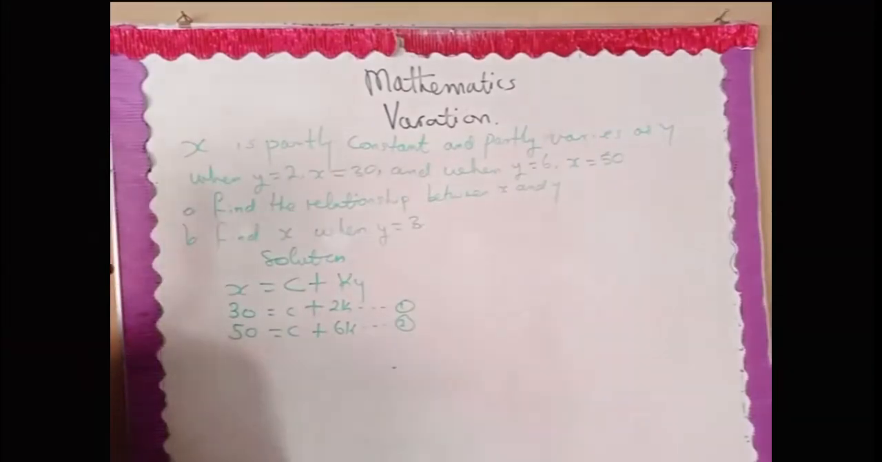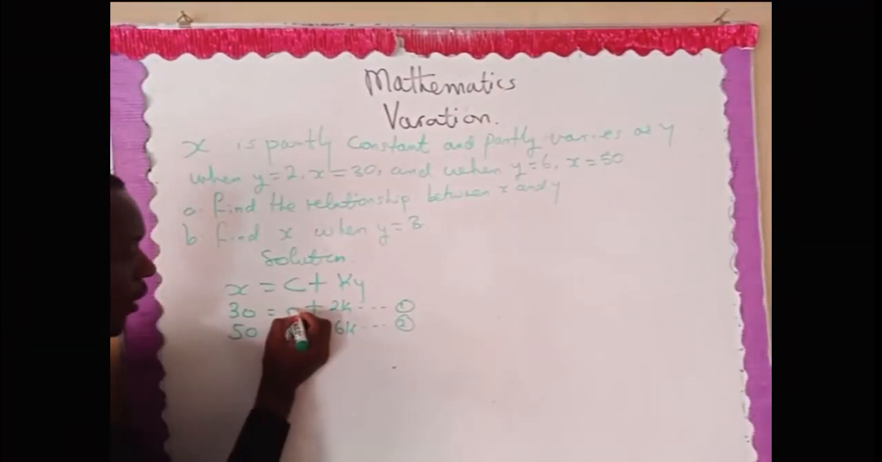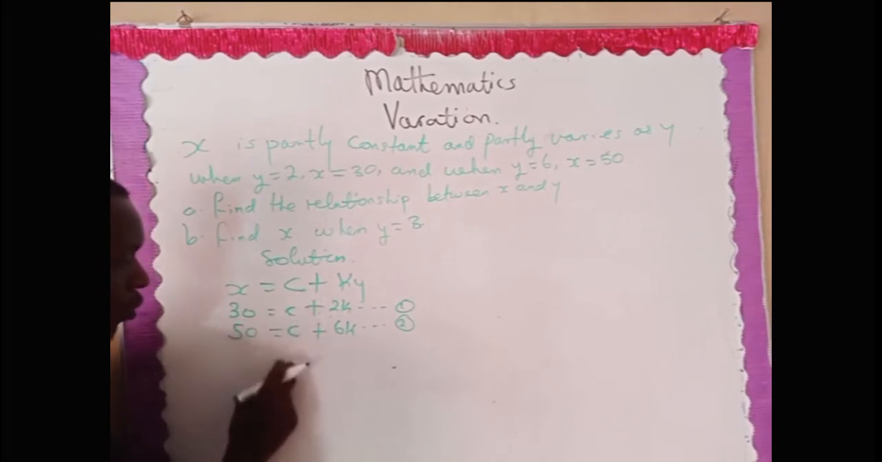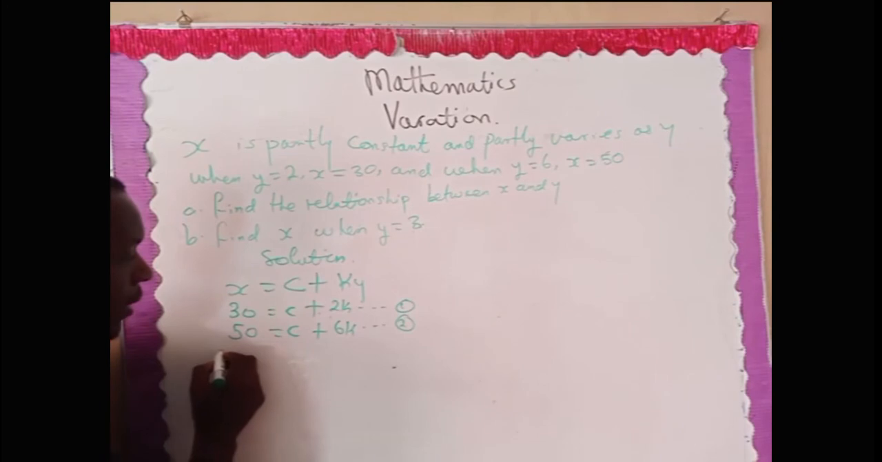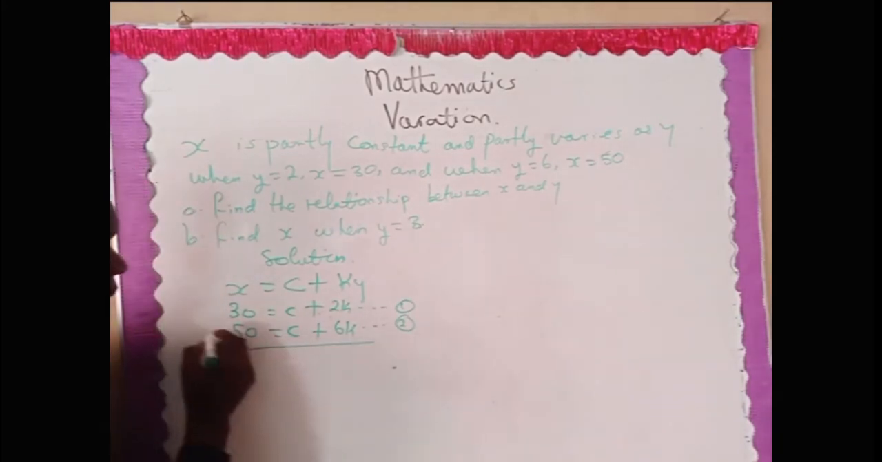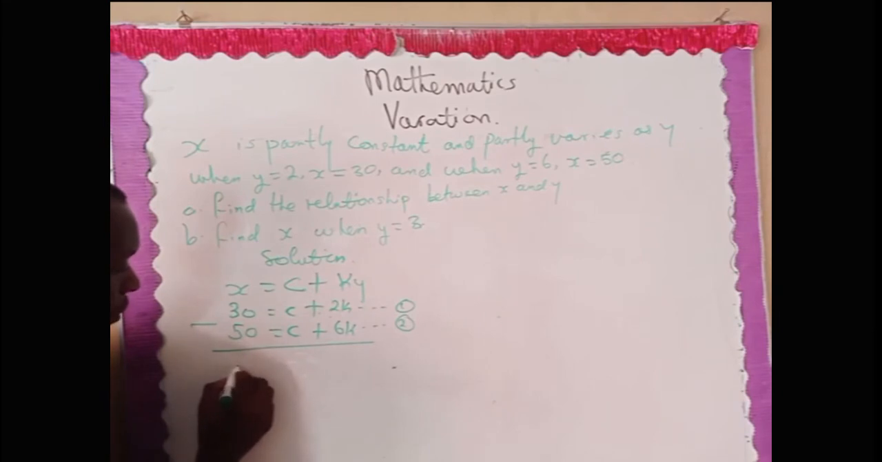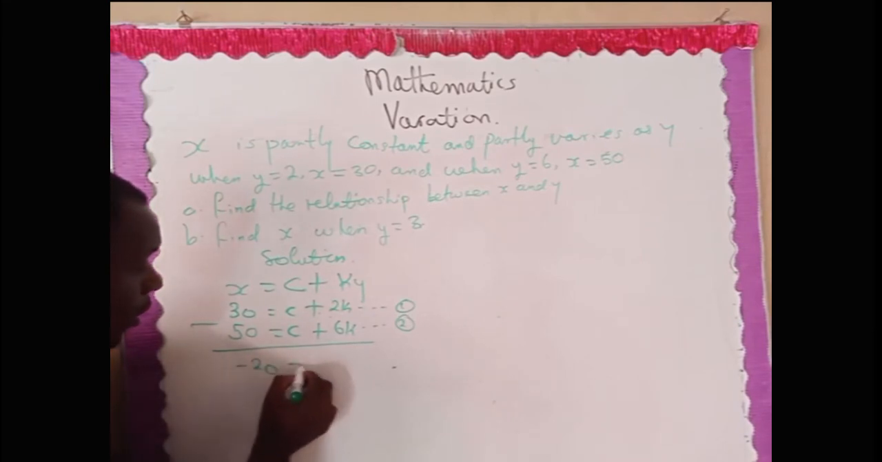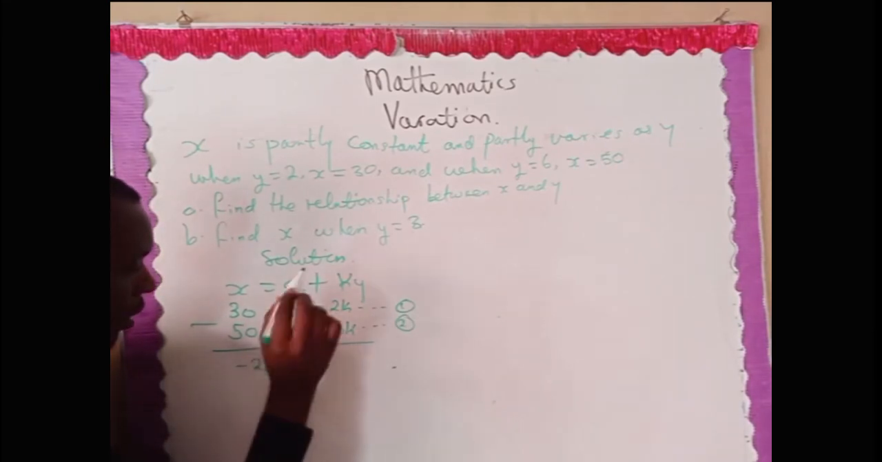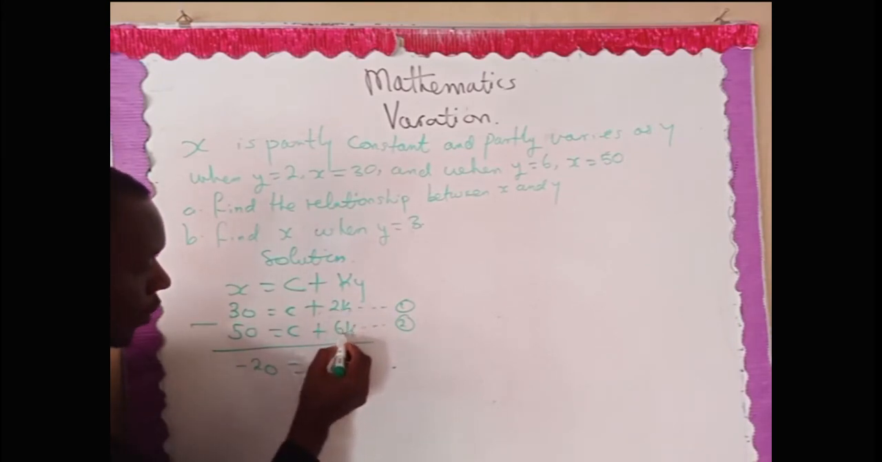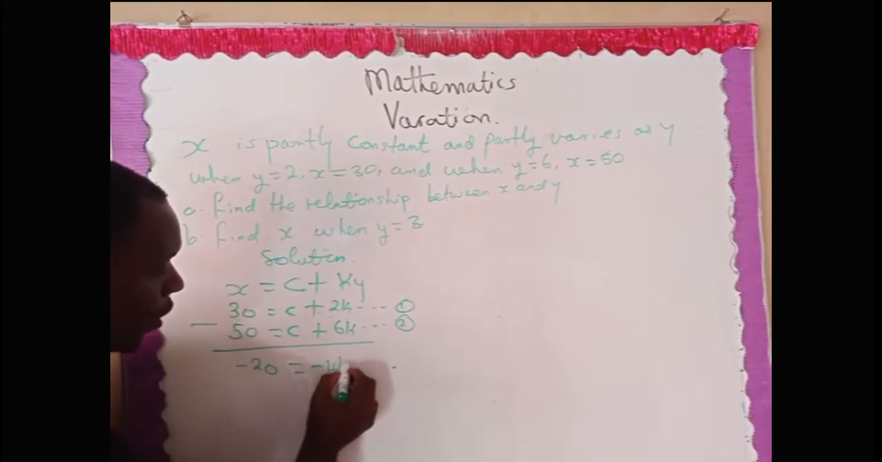Now I will use the elimination method. Why? Because we have C here, we also have C here, so the coefficients of the two are equal, which is 1. So I can easily eliminate. I will use 30 minus 50, that will give me minus 20 equals C minus C, that is 0. Then 2K minus 6K, that will give me minus 4K.